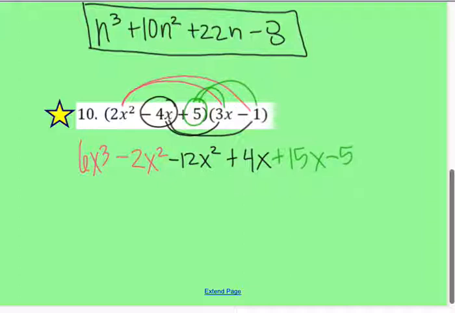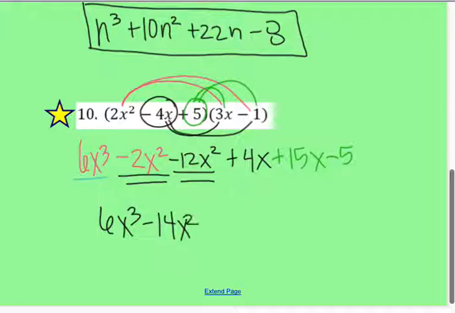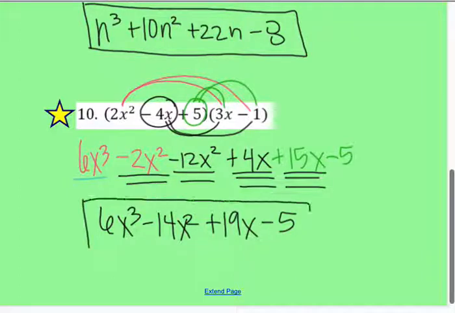Then I combine my like terms. I have 6x to the third. That is the only one that I have. So 6x to the third. I have negative 2x squared minus 12x squared, so negative 14x squared. Then I have 4x plus 15x, so plus 19x. And then lastly, my constant, minus 5. Make sure I have everything combined, and that would be my solution.